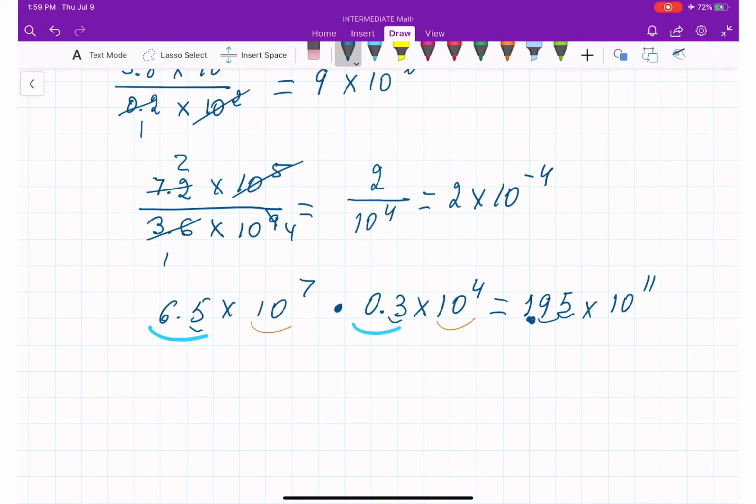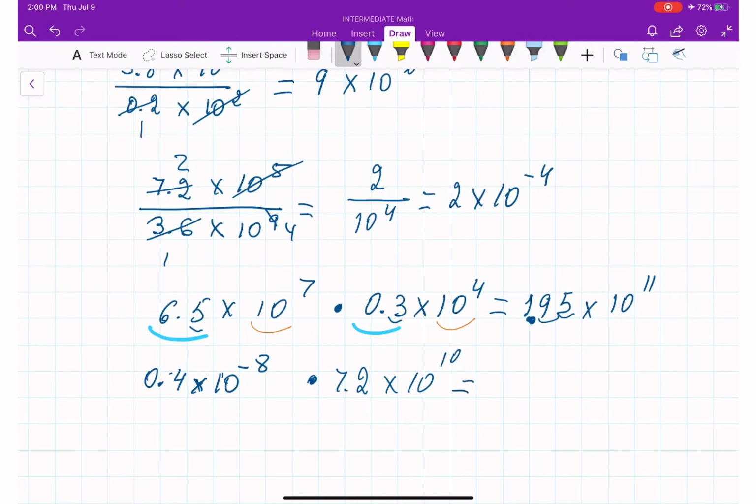Okay, let's do one more. 0.4 times, let's say, 10 to the power negative 8. Okay, it's getting an even smaller number. So times, okay, it's going to be 7.2 times 10 to the power 10.